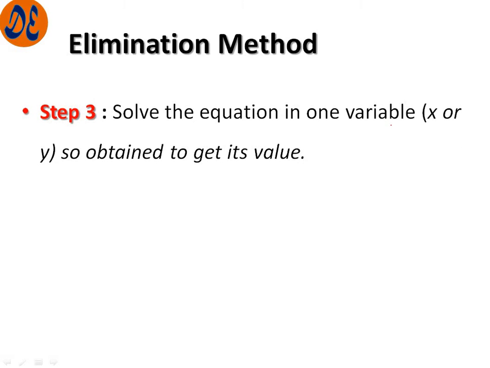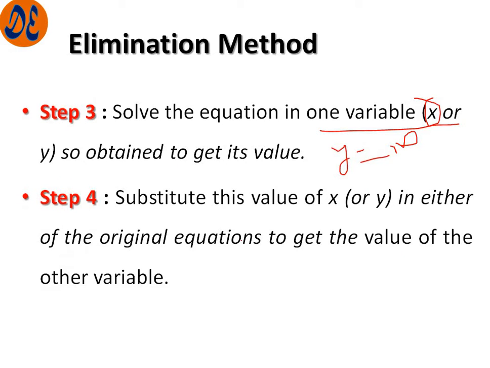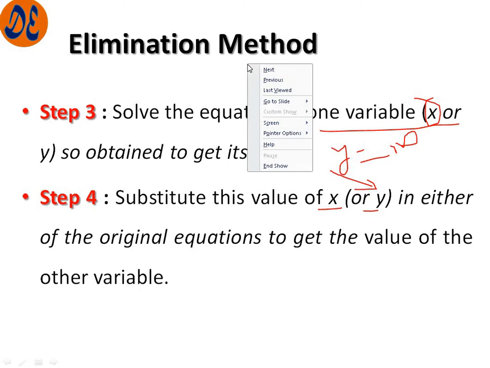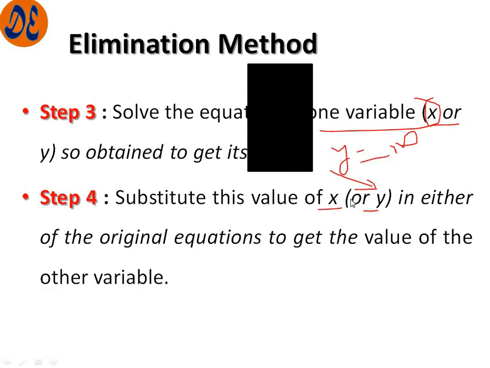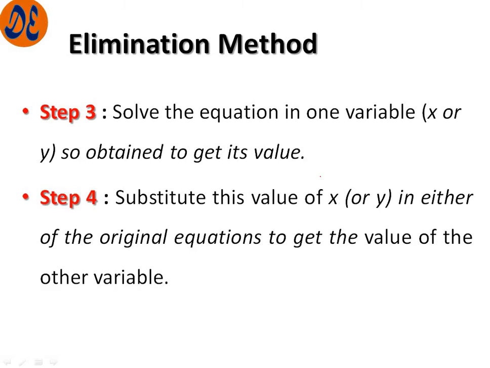So what we will do, we will solve the equation in one variable. That means if we have eliminated x and obtained y is equal to, suppose, 10, then what we will do, substitute the value of y. Here we have calculated y, so we will substitute the value of y and get the value of x from the equation we previously had. So this is the way of solving the equations using the elimination method.